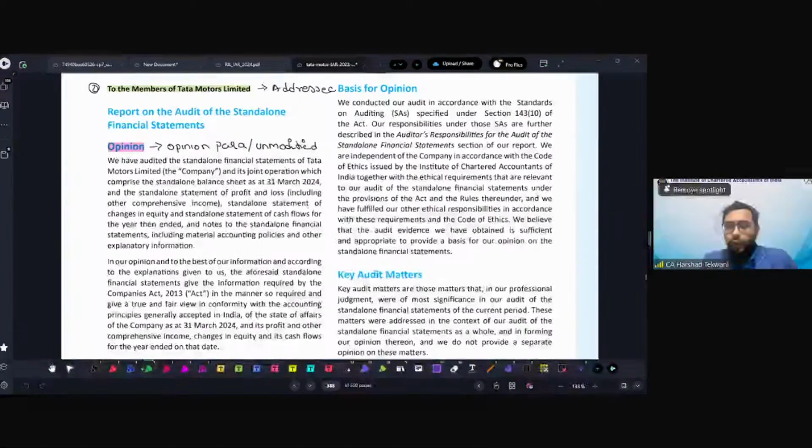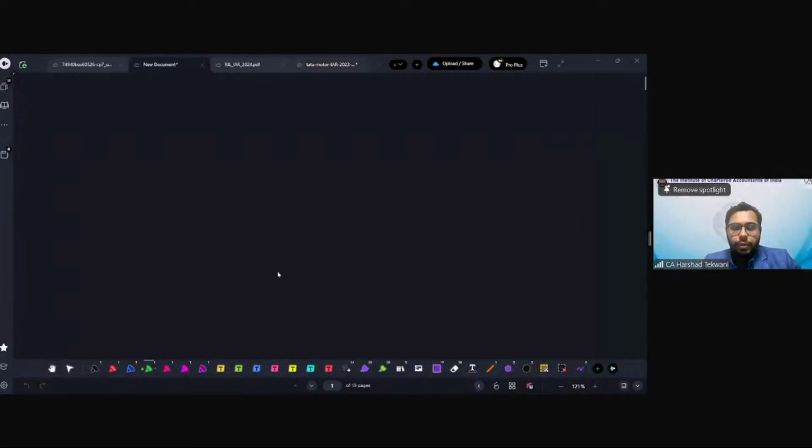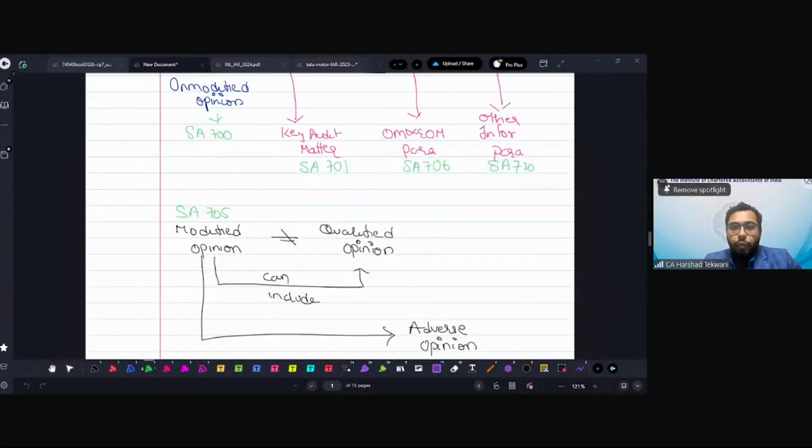Then let's see. Okay. Sir, can you repeat modified opinion because your voice couldn't reach us? No issues. I'll repeat it again. Now, what is a modified opinion? When I talk about modified opinion, basically two types of opinions are included. Modified opinion is not a qualified opinion, but modified opinion can be a qualified opinion or can be an adverse opinion.